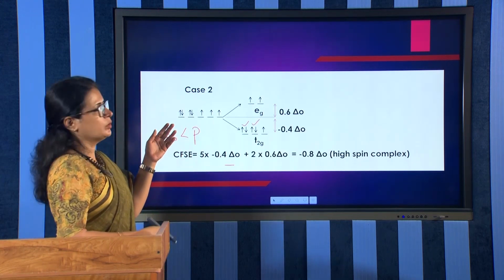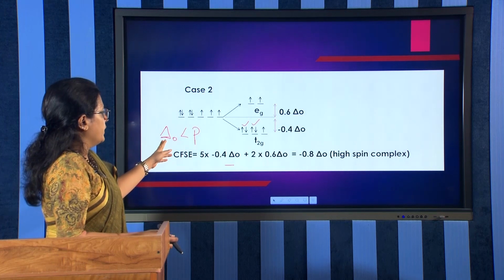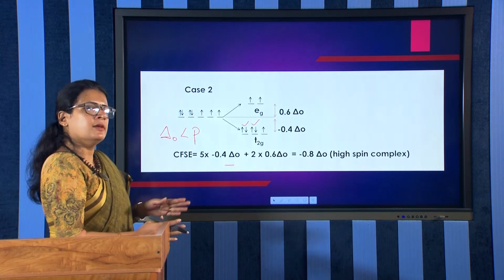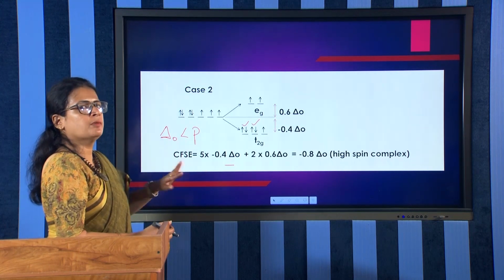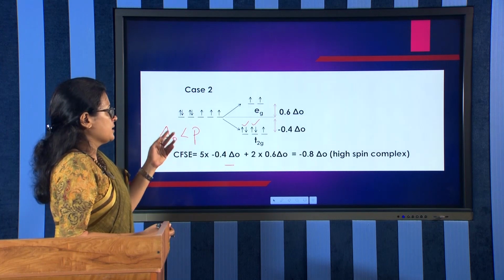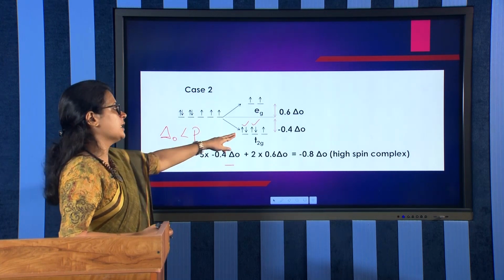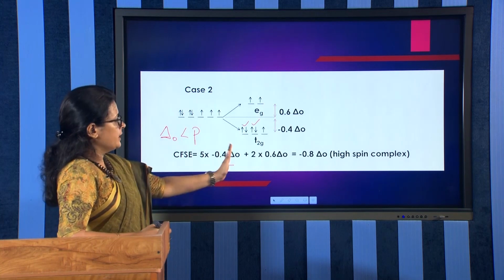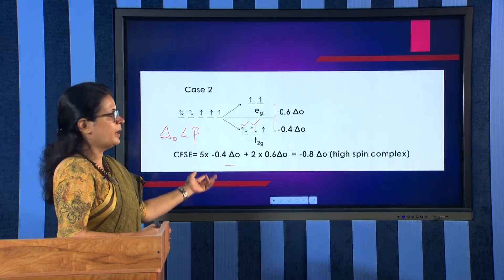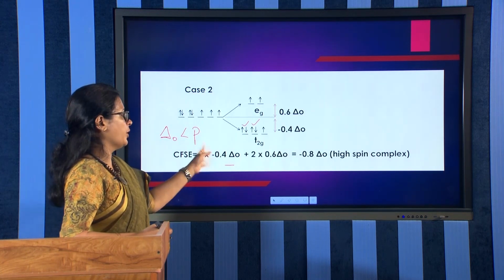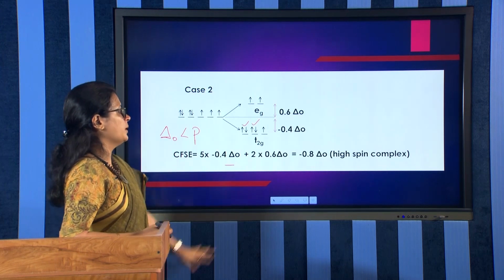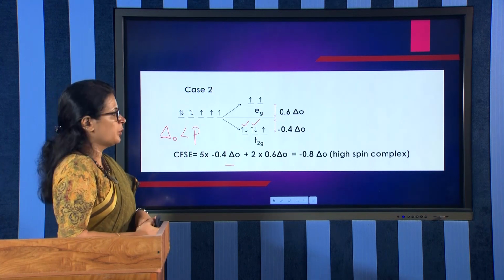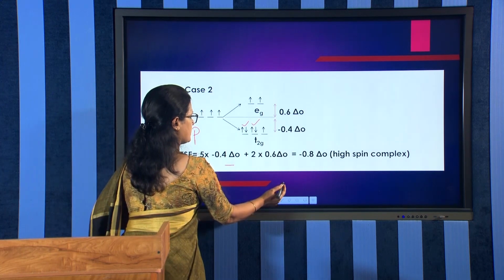And now case 2, that is a high spin complex. I have already told that this is a case where delta O is less than pairing energy, that is, crystal field splitting is less, which means that electrons will go to the upper state, that is the EG state, and then only the other excess electrons, that is the 6th and 7th electron, will be paired here. While calculating, we can calculate the CFSE by numbering the electrons: 5 into minus 0.4 plus 2 into plus 0.6 delta O, that is minus 0.8 delta O or 8 dq. It is a high spin D7 complex.